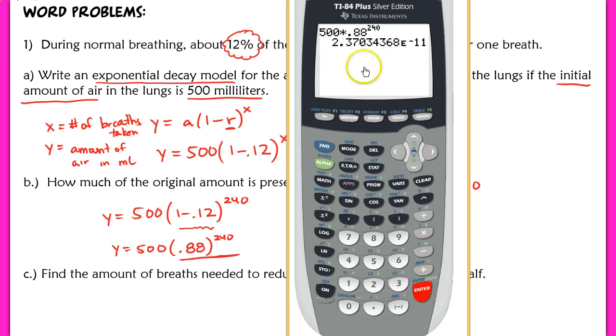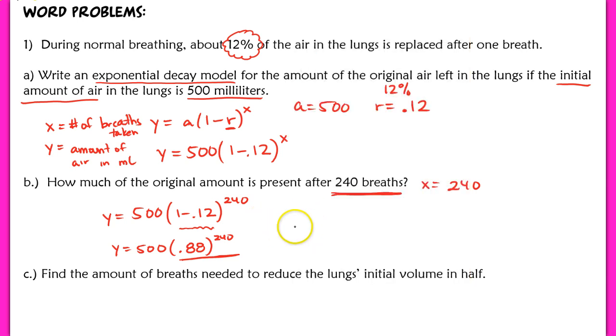Now, this is a very teeny tiny small number, okay, really small amount. So what it's saying is that after 240 times that you breathe, there's basically none of the original 500 milliliters of air in your lungs. It's all been replaced by new air. Okay, so this is a teeny tiny amount. That's actually our answer here. So to write that answer, let me show you. It's going to be approximately 2.37 times 10 to the negative 11th power. So very, very small.